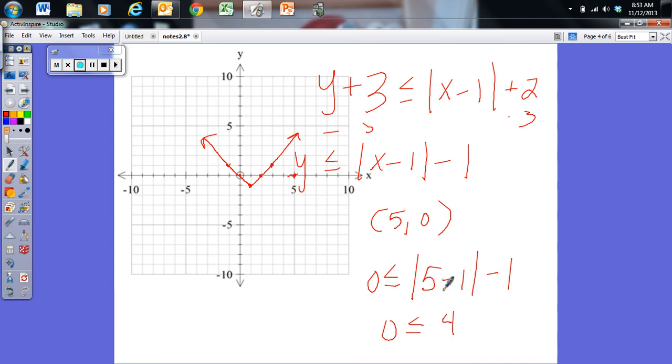5 minus 1 is 4. The absolute value of 4 is 4. 4 minus 1 is 3. Is 0 less than or equal to 3? Hopefully in this lifetime it is. So this point is a true statement. So now we're going to shade outside the absolute value.